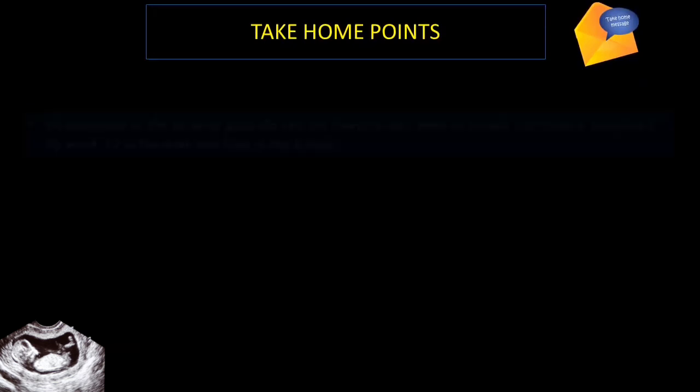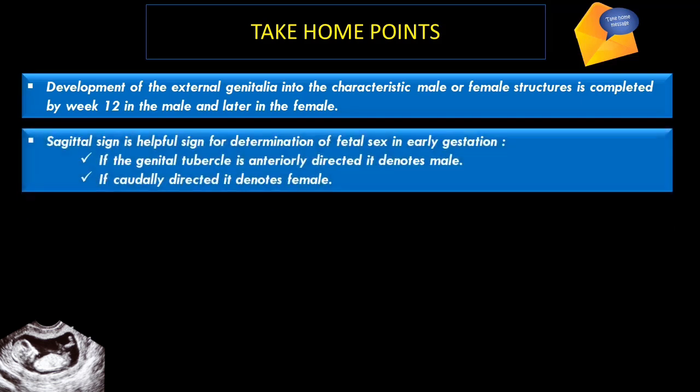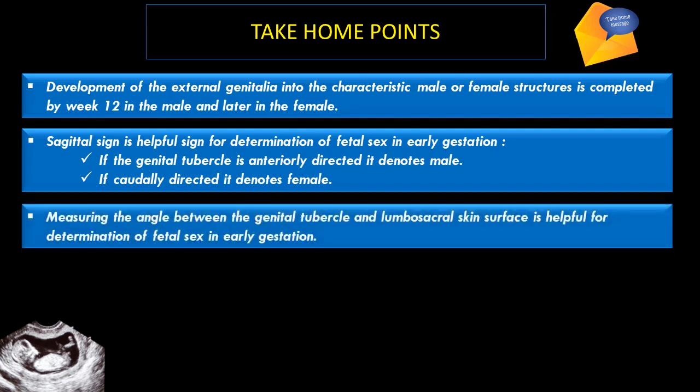Take-home points. Development of the external genitalia into the characteristic male or female structures is completed by week 12 in the male, and later in the female. Sagittal sign is a helpful sign for determination of fetal sex in early gestation. If the genital tubercle is anteriorly directed, it denotes male fetus. If caudally directed, it denotes female fetus. Measuring the angle between the genital tubercle and lumbosacral skin surface is helpful for determination of fetal sex in early gestation.